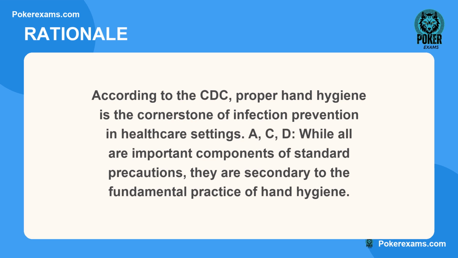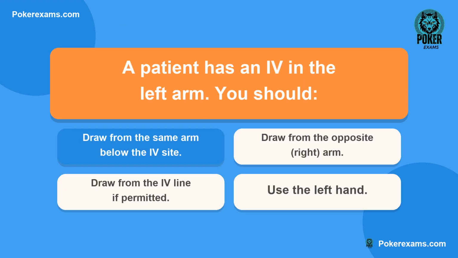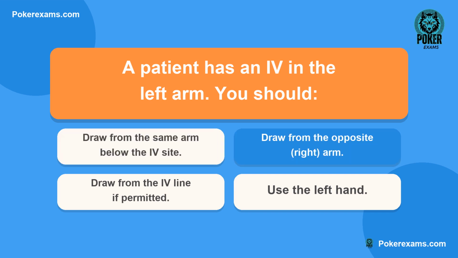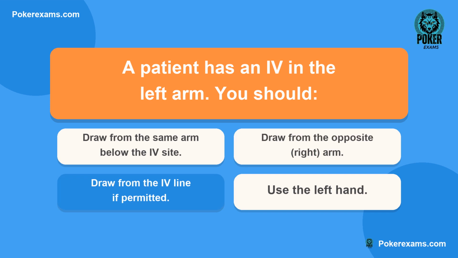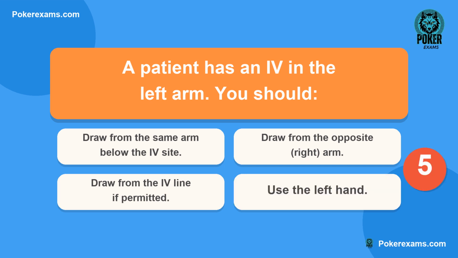Next question. A patient has an IV in the left arm. You should. Is it A, draw from the same arm below the IV site? Or B, draw from the opposite right arm? Could it be C, draw from the IV line if permitted? Or lastly D, use the left hand?